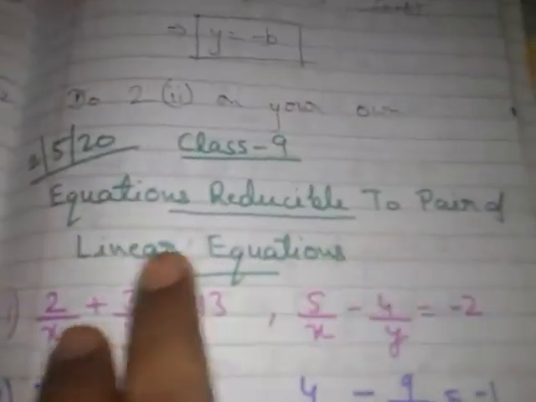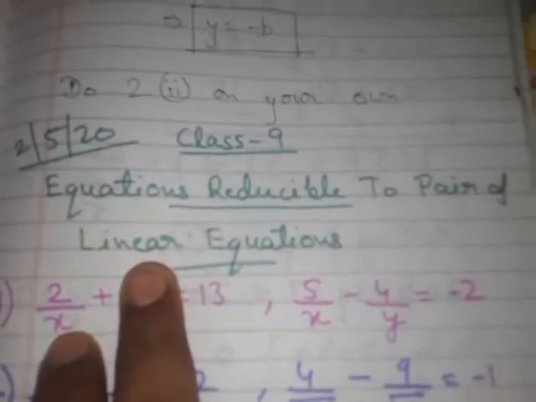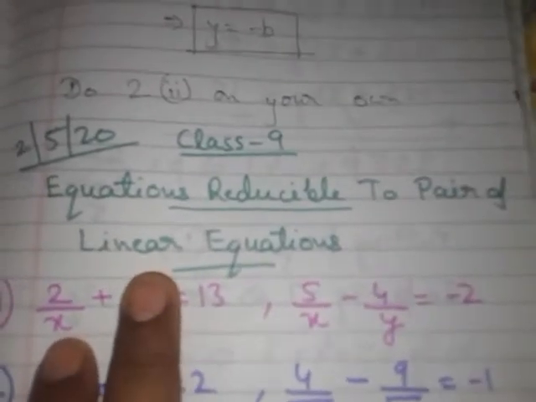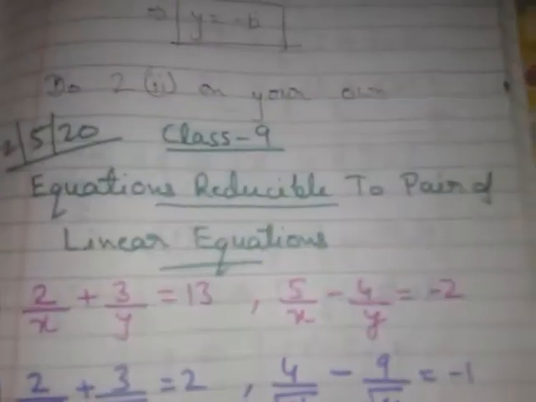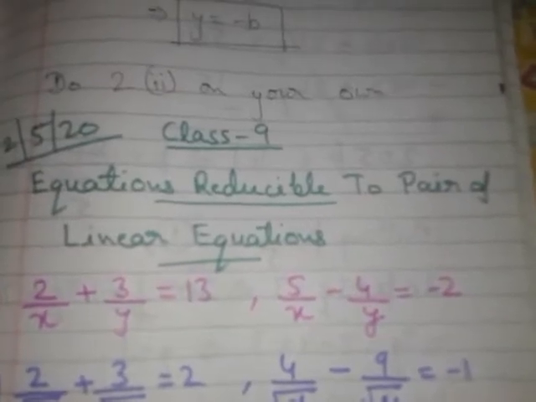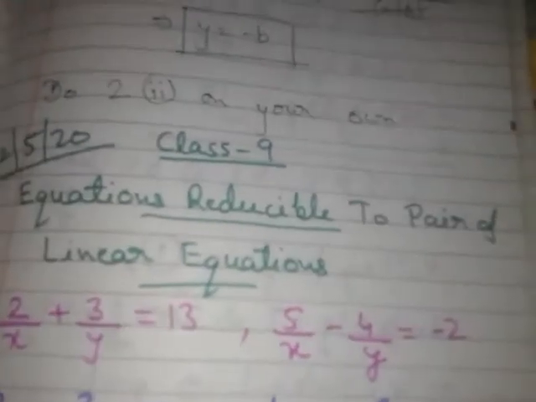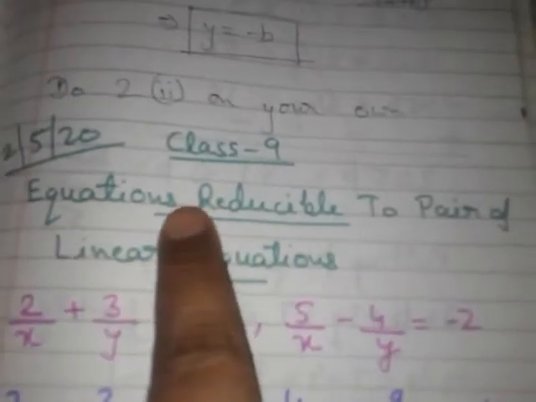Children, today we are going to study equations reducible to a pair of linear equations. Let us first revise what we have done. We have solved a pair of linear equations by three methods: substitution method, elimination method, and cross multiplication method. Now let us first understand the topic that we are going to study.